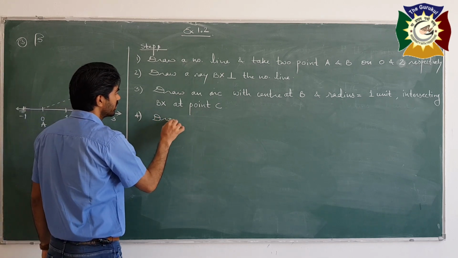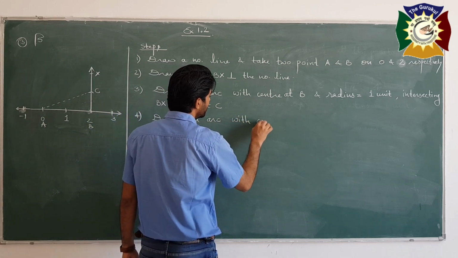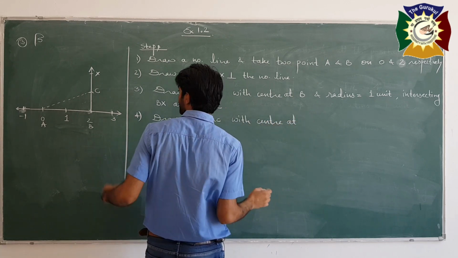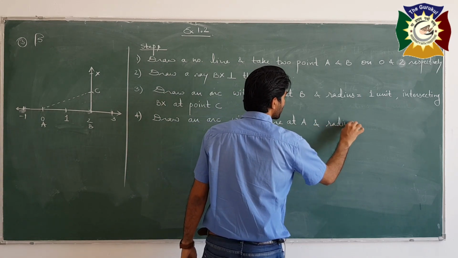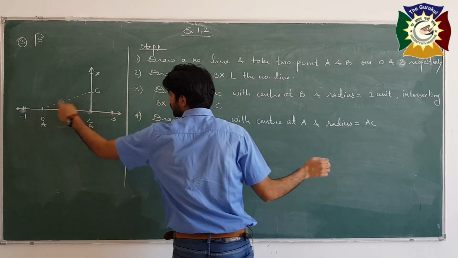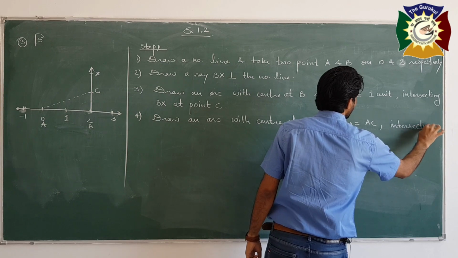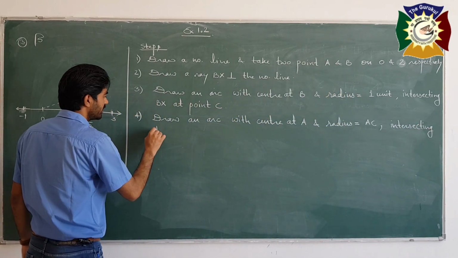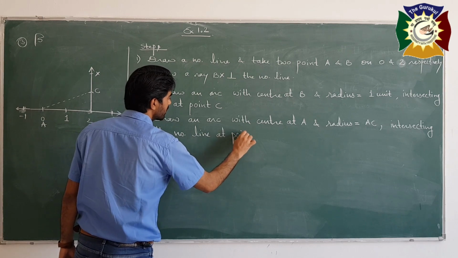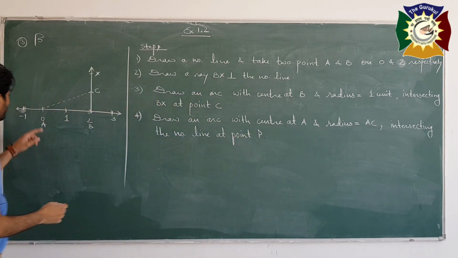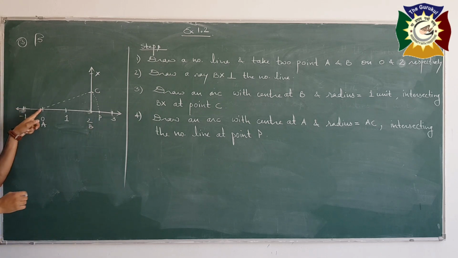Again draw an arc. Draw an arc with center at A and radius equal to AC, A to C, intersecting the number line at point P. So now we will put the compass here on A, open it up to C and draw the arc. So it will intersect here somewhere at point P.